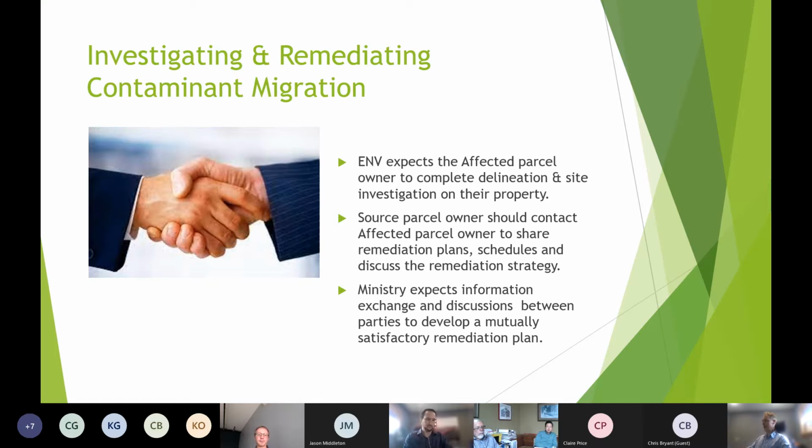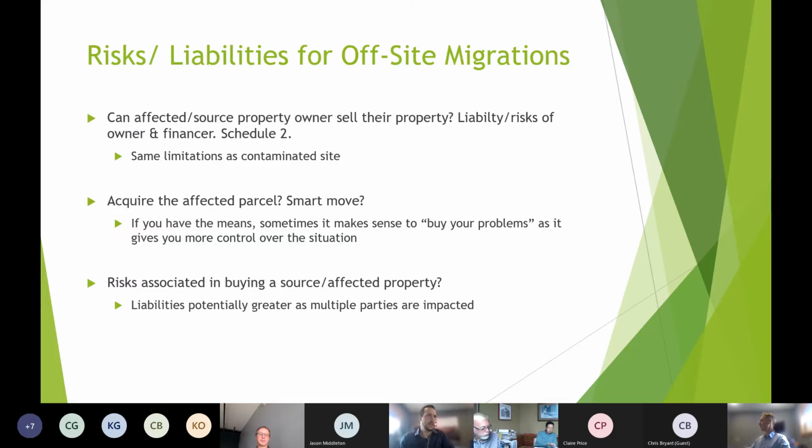This all sounds great, but things don't always go as planned and people don't always cooperate. Keith will expand on the risks and liabilities of these types of properties and some frequently encountered questions and concerns. Keith, can you take it away? Yeah, thank you for that.